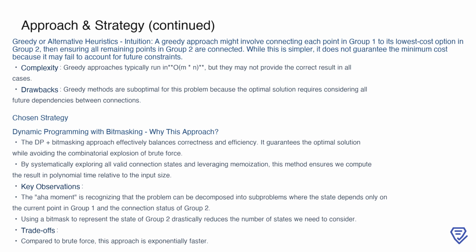By prioritizing immediate cost reductions, such methods can fail to account for constraints or dependencies that arise later in the process. This makes them suboptimal for problems like this, where the optimal solution requires a more comprehensive exploration of future dependencies. Thus, while the greedy approach is faster, it sacrifices accuracy, making it unsuitable for this problem. Instead, our chosen strategy is dynamic programming with bit masking because it guarantees correctness and balances efficiency.